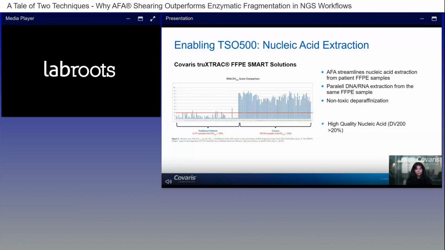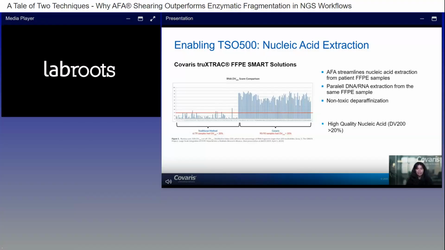traditional workflows. So here I have some data from Discovery Life Sciences showing a comparison of their DV200 scores using traditional methods versus Covaris workflows. And this is a pretty striking figure. So I hope you can appreciate that using traditional methods, they were really struggling to get usable RNA, with only 6 out of 79 of their samples actually producing a DV200 score that met this threshold.